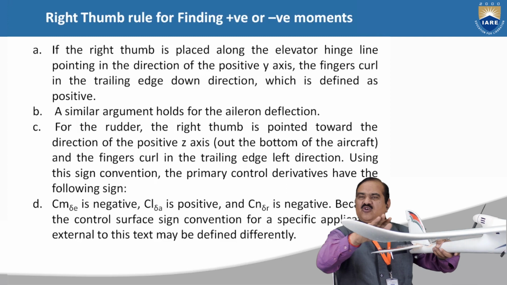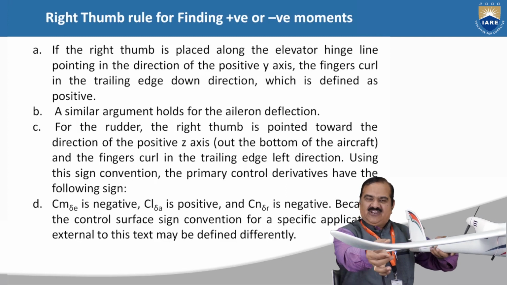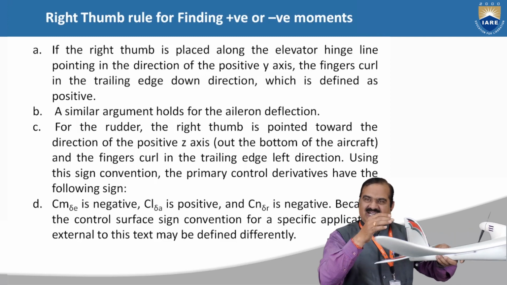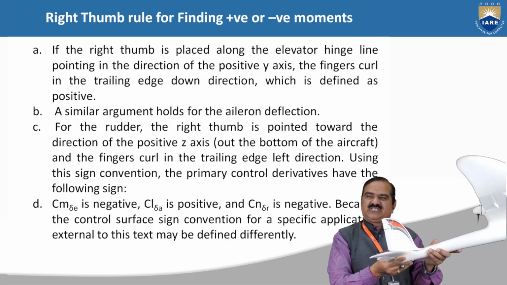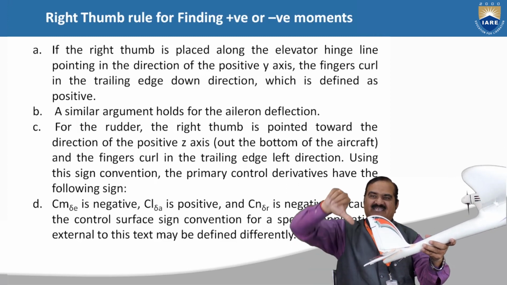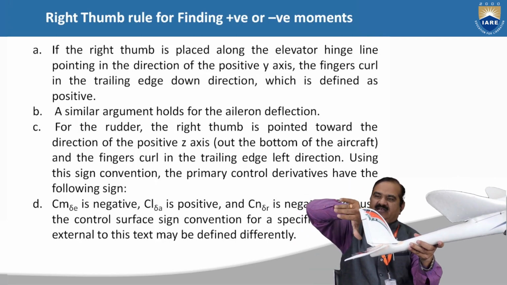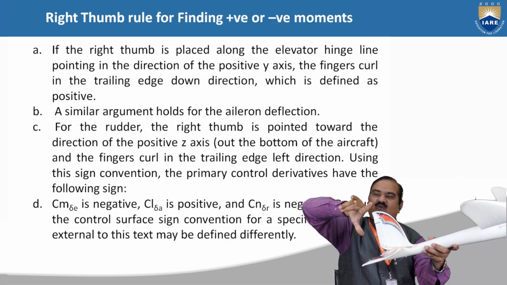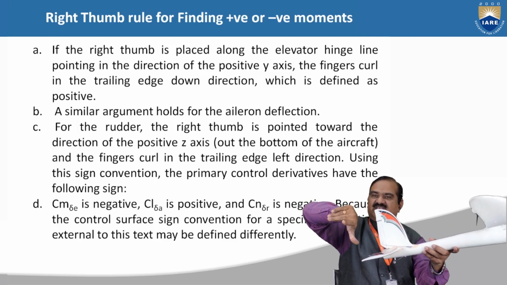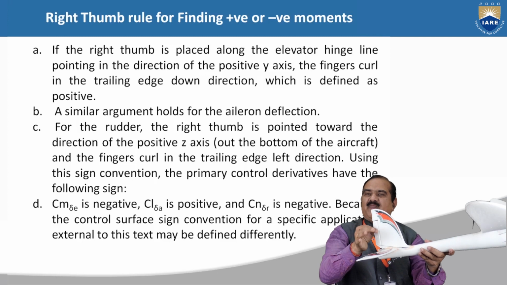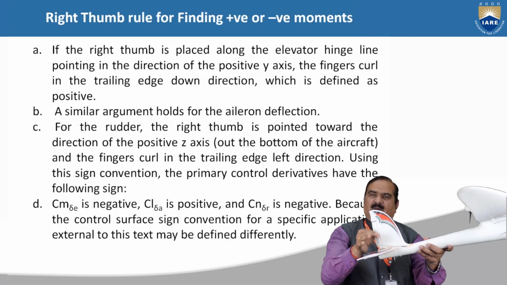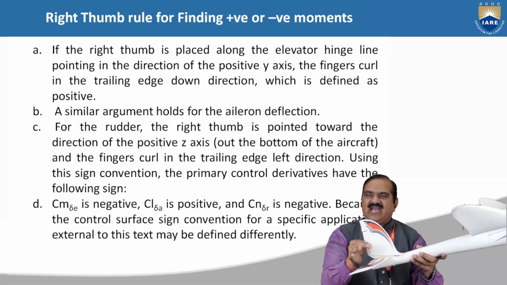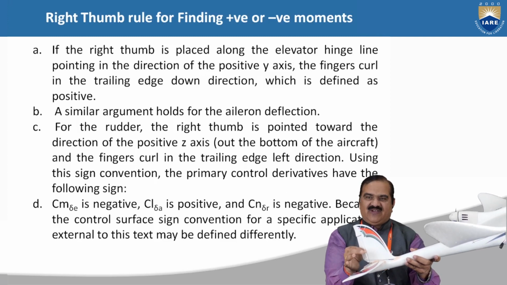A similar argument can be made for the ailerons. Here, for the rudder, the right thumb is pointed towards the direction of the earth. Okay, like this. Then you can see that the curling of this will give you the positive angle of attack, and it is a positive derivative.